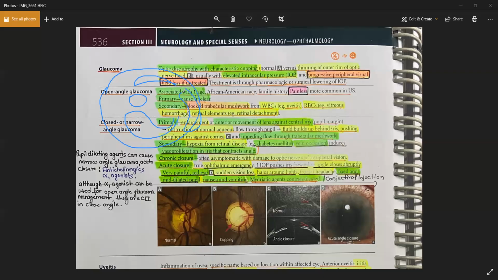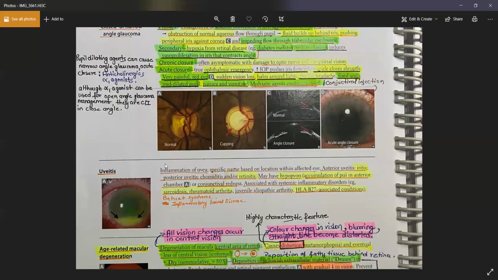So for that, you need to go into core ophthalmology. They will explain it better. Any more doubt on the glaucoma?